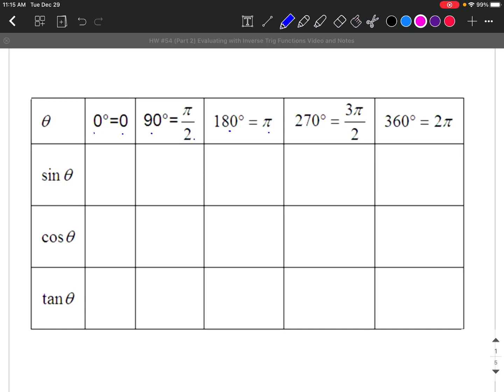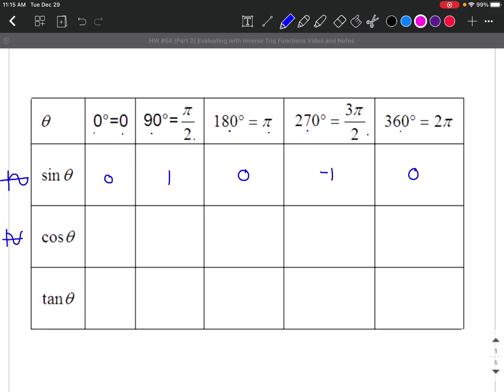You also, remember, should know 0 degrees is 0 radians, 90 degrees is pi over 2 radians, 180 degrees is pi radians, 270 degrees is 3 pi over 2 radians, 360 degrees is 2 pi radians. Now sine, if you remember from your graph, the sine of 0 is 0, the sine of pi over 2 is 1, the sine of pi is 0, the sine of 3 pi over 2 is negative 1, and the sine of 2 pi is back to 0.